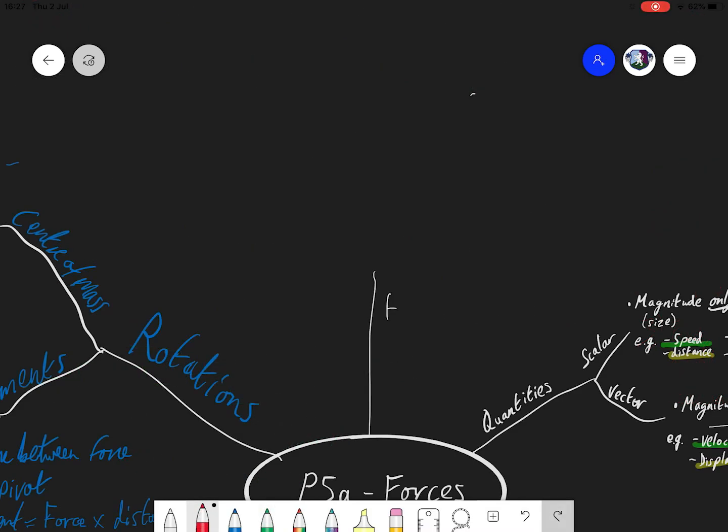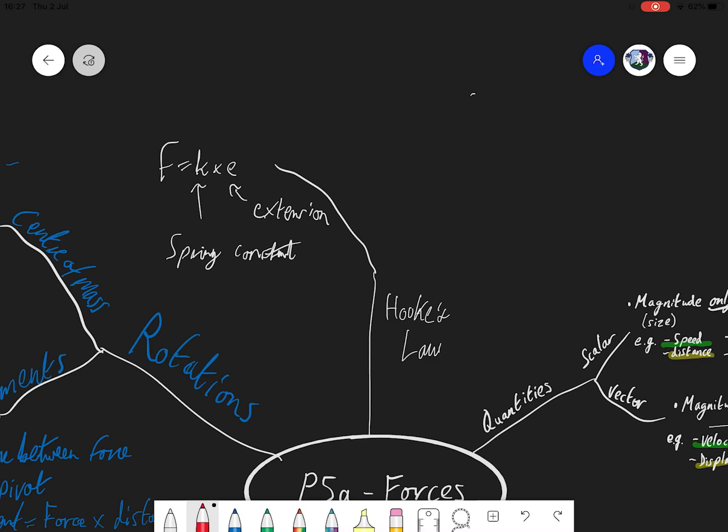Now the final bit we're going to look at in this video is Hooke's law. Now luckily this is quite straightforward. We know the equation is F equals k times e, e representing the extension of the spring, and k being the spring constant. Now this is a value that is unique for the material you're using, so unique to that spring or that elastic material. So it can be used to identify what it is, but it's usually something that you're going to have to work out.